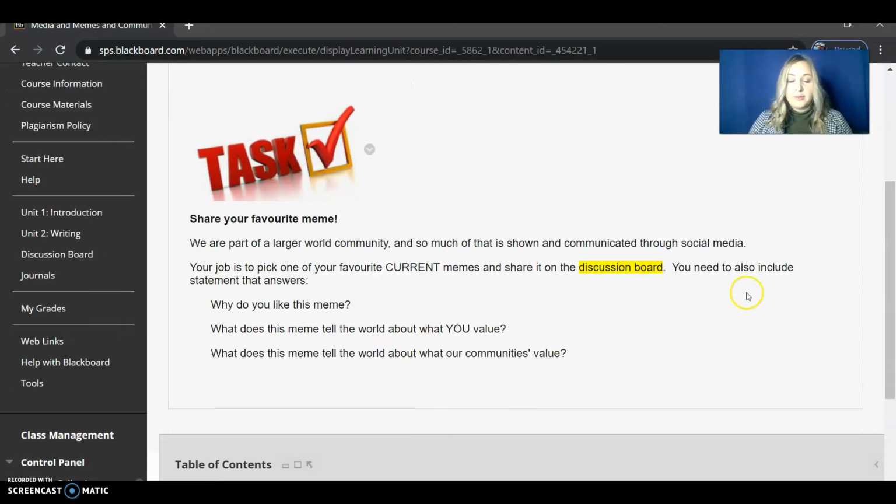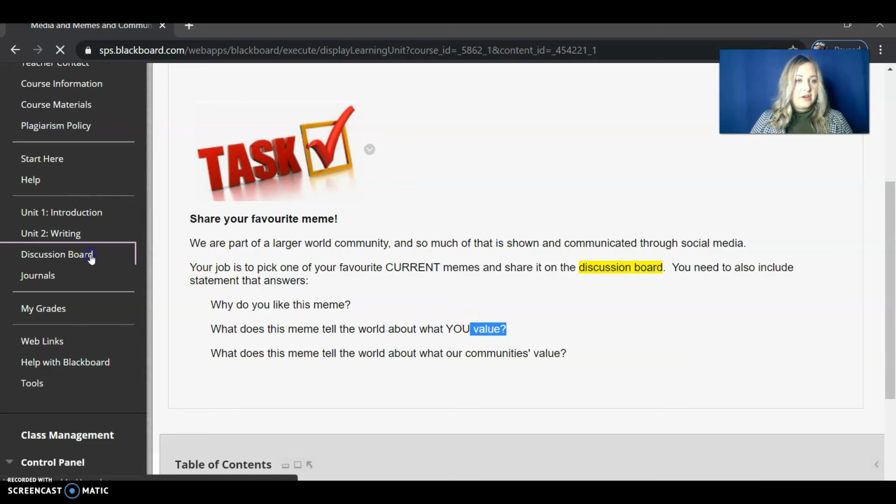I'd like you to think about what's your favorite meme and share it on the discussion board, because one of the things we're learning about in this course is how we interact with the environment around us and how we interact with technology. So social media, memes, all of that is ways of communicating using technology. You're going to find your meme, put it on Blackboard, tell me why you like it, what it tells you about the world that you value, and what this meme tells the world about what our communities value. Values are things that we find important.